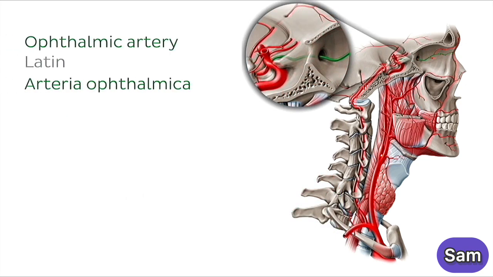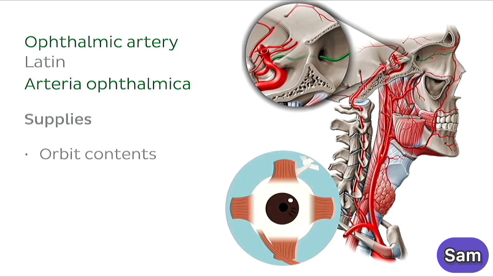The ophthalmic artery is next. This artery passes through the optic canal, ultimately entering the orbit. It travels along the medial wall of the orbit between the superior oblique and medial rectus muscles, supplying its contents.